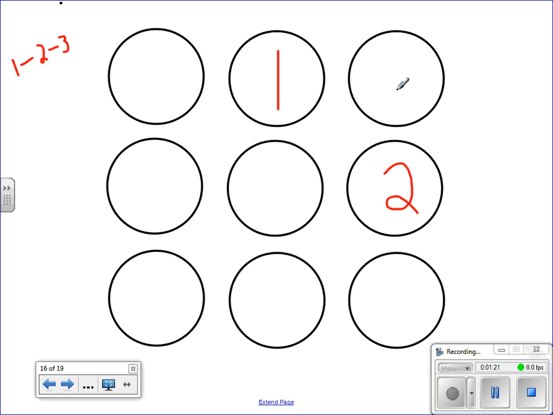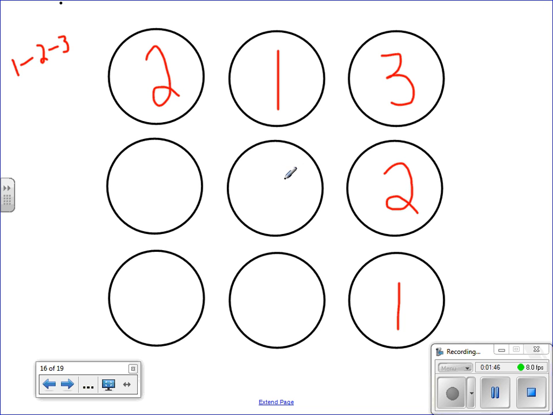For example, this circle right here, can it be a 1? No, because there's already a 1 in the top row. Can it be a 2? No, because there's already a 2 in the last column. So this one, by process of elimination, has to be 3. If this one's 3 and this one's 2, this guy down here, he's got to be 1. If this one's 3 and this is 1, this one, by process of elimination, it's got to be 2.